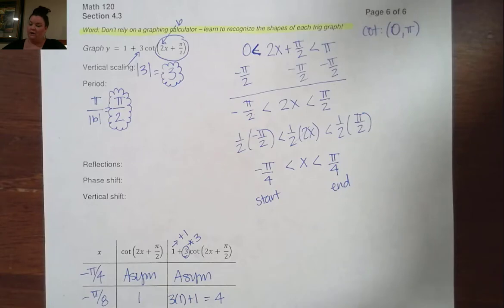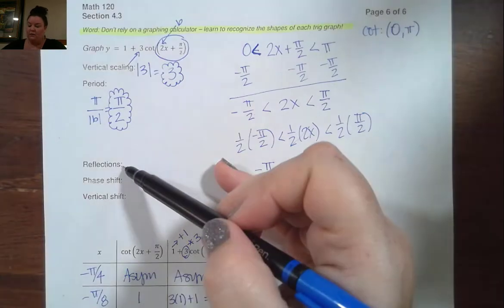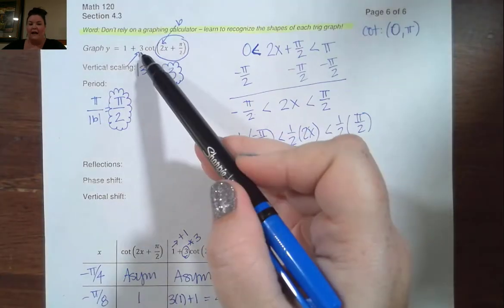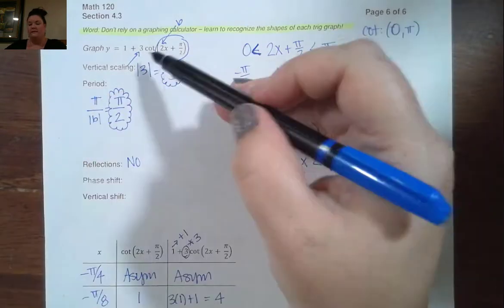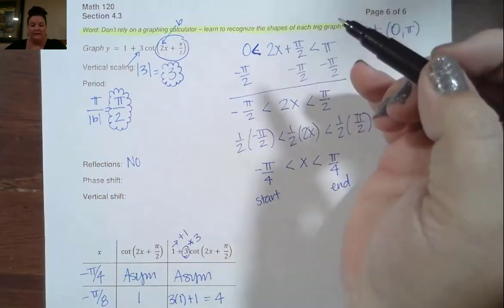All right, looking for reflections, we're looking for a negative on our A, which here we do not have, so no. Our A was a positive 3, so no reflection about the x-axis, okay?